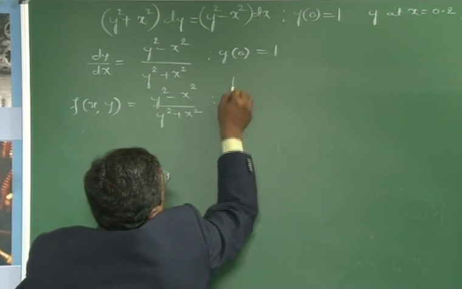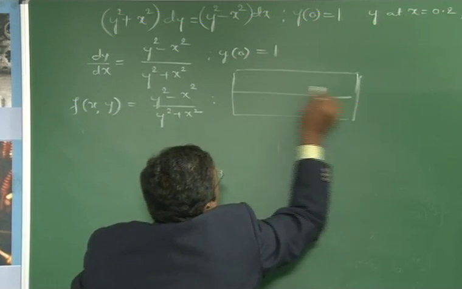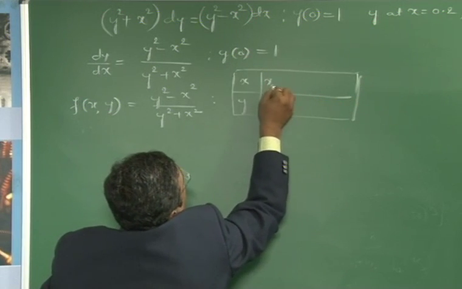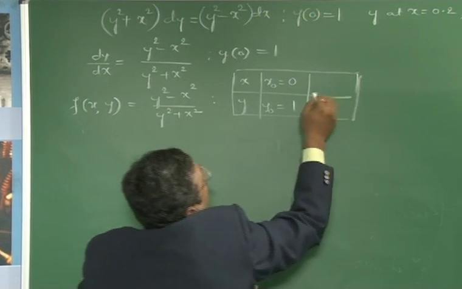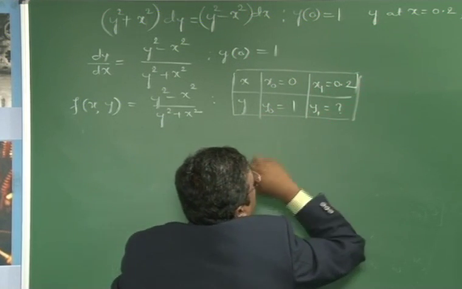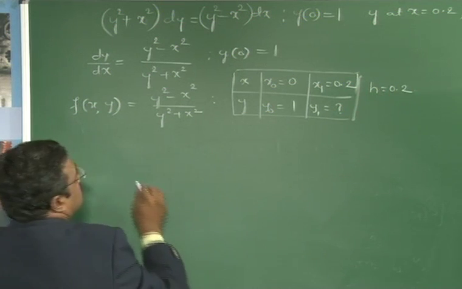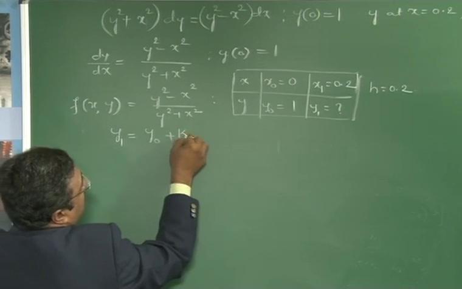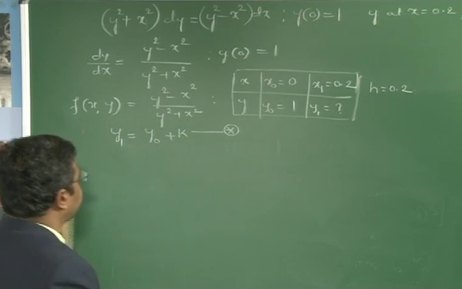And we also have to set up the table, which will give the values at which we find the corresponding values of y. Here x0 is 0 and the corresponding y0 value is 1. They asked to find 0.2, so here x1 is 0.2 and the corresponding y1 is the unknown. Again, take the h value as 0.2. Then y1 is simply y0 plus k. Call this equation star, and k can be calculated in 4 stages.